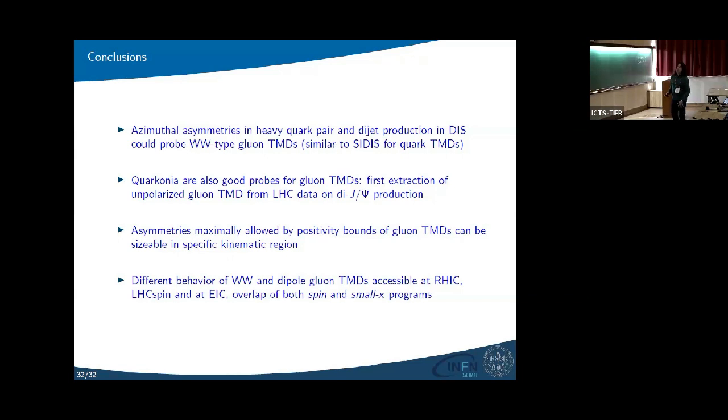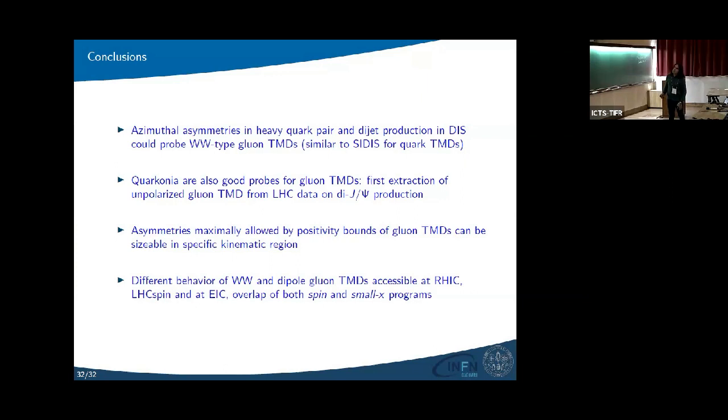And these kinds of processes are similar to semi-inclusive deep inelastic scattering; they have the same role that DIS has for the study of quark TMDs. One can look, instead of open heavy quark production, at quarkonium. So quarkonia are also good probes for gluon TMDs.